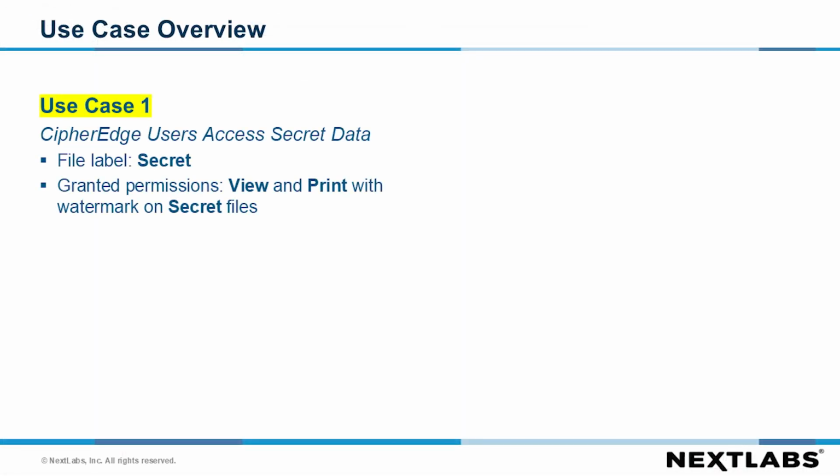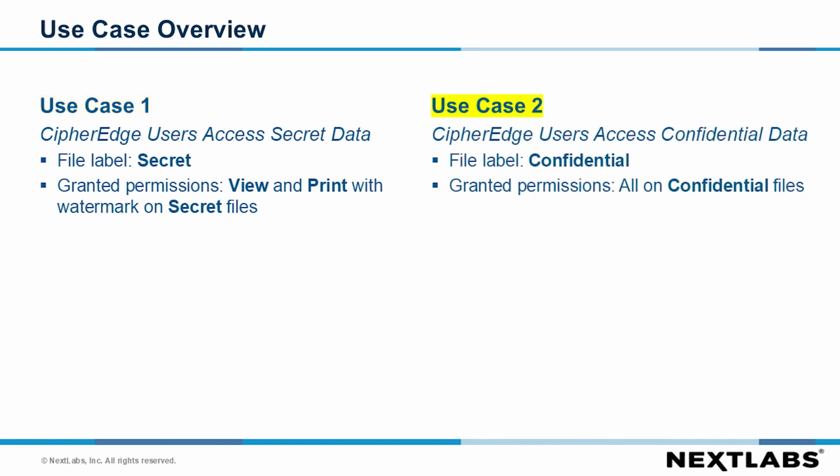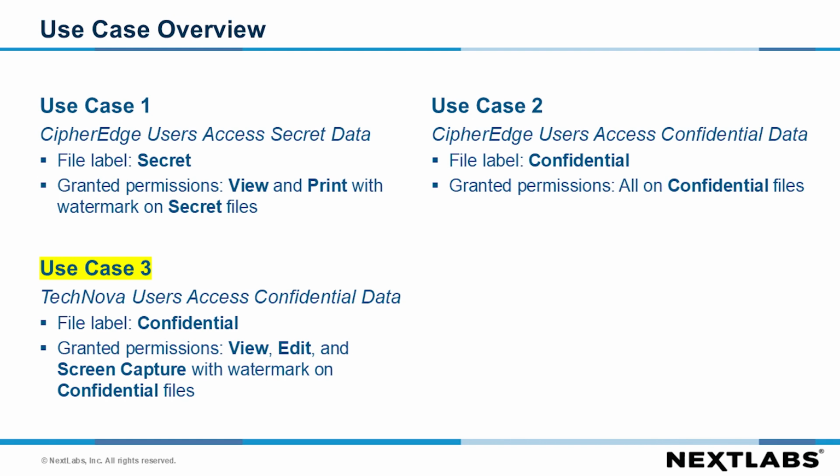Use Case 1. CipherEdge users access secret data and are granted view and print permissions with a watermark on files protected with the secret label. Use Case 2. CipherEdge users access confidential data and are granted full permissions on files protected with the confidential label. Use Case 3. TechNova users access confidential data and are granted view, edit, and screen capture permissions with a watermark on files protected with the confidential label.